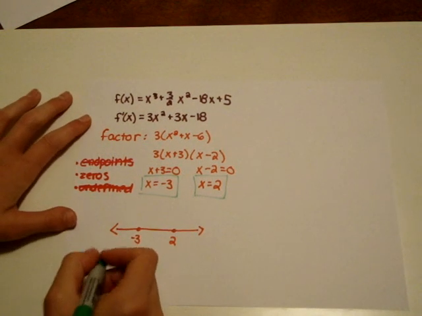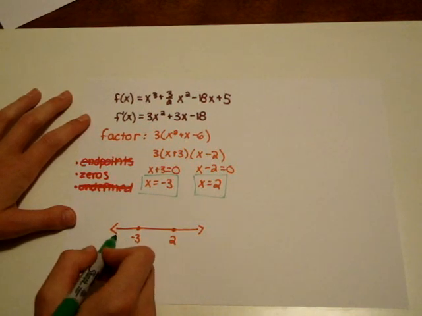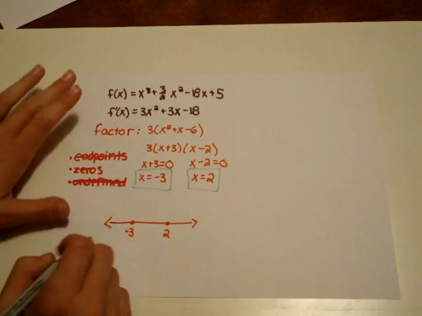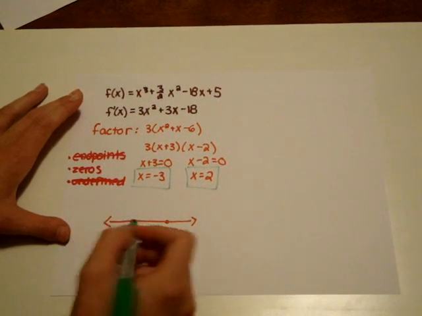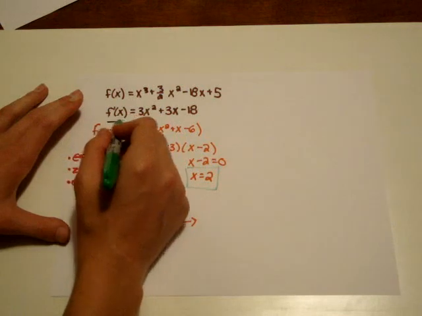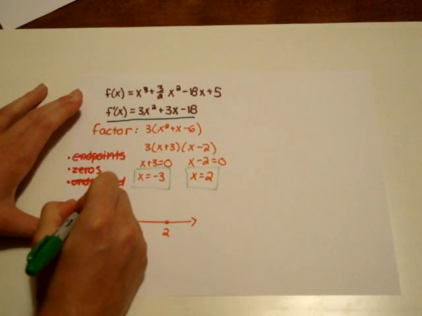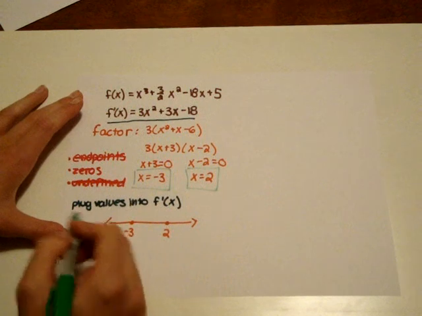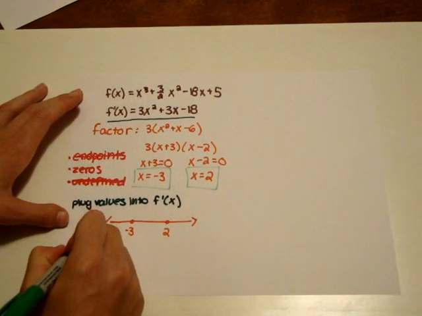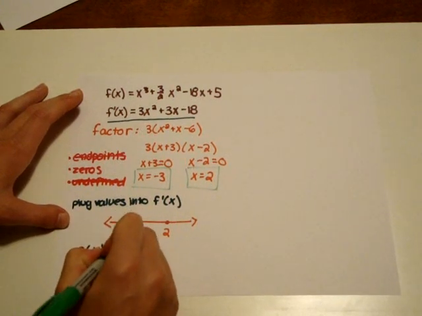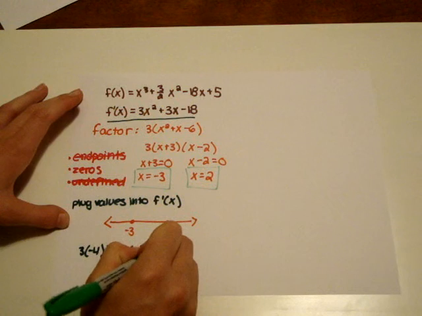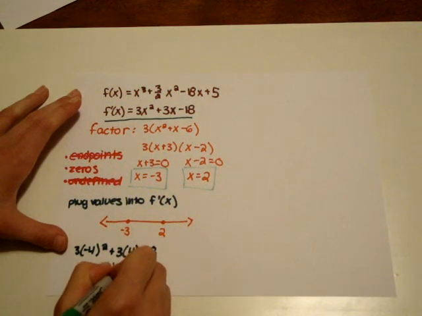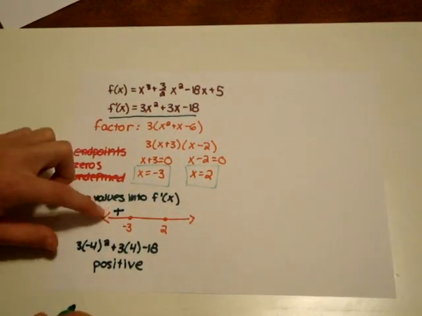So what we want to do is plug in values on either side of these numbers. It doesn't matter what the value is. It could be way far negative or -3.5. I'm just going to choose -4. So we want to plug this value into the derivative. It's very important that we plug values into f prime of x. So I said we'd use -4, so 3 times -4 squared plus 3 times -4 minus 18. Now it really doesn't matter what this value turns out to be, it just matters that this value is positive. So we're going to put a nice plus on our number line, so we know that.